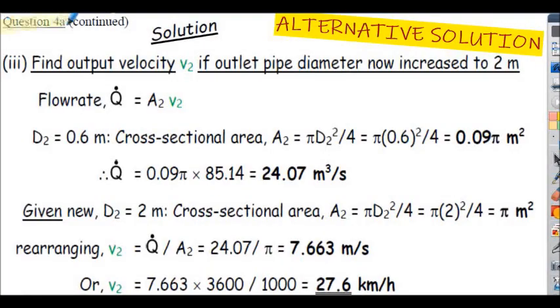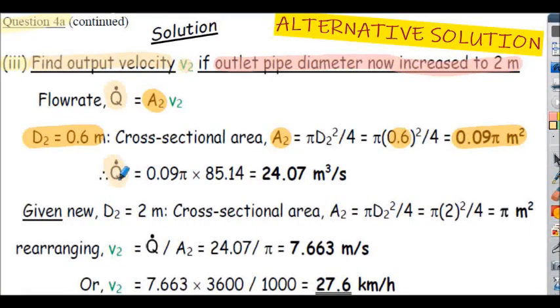And here's question 4a, alternative solution to part 3. We're calculating the output velocity V2, and the outlet pipe diameter is increased to 2 meters. The only difference in this solution is I actually calculated flow rate Q dot. To do that, I needed to calculate the area A2 for the 0.6 meter diameter pipe, area shown here in terms of pi meter squared.